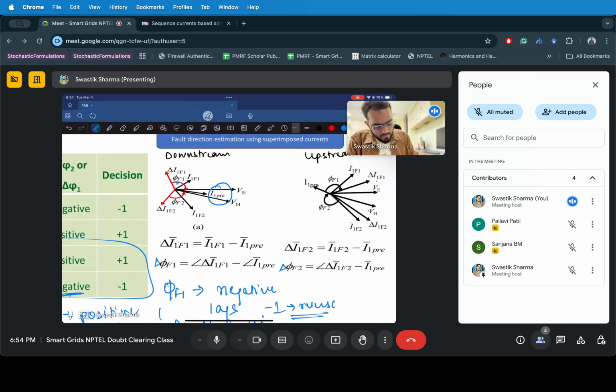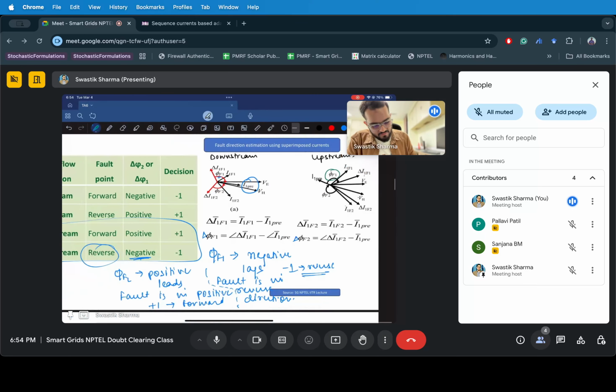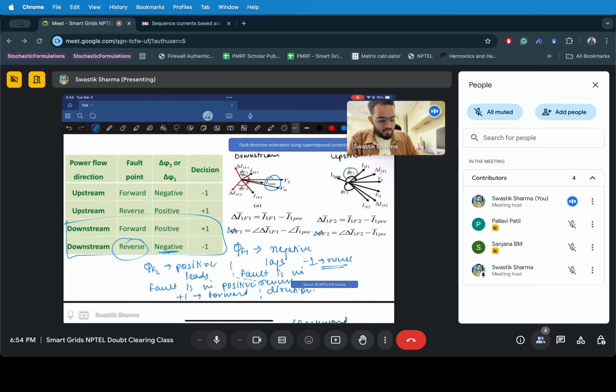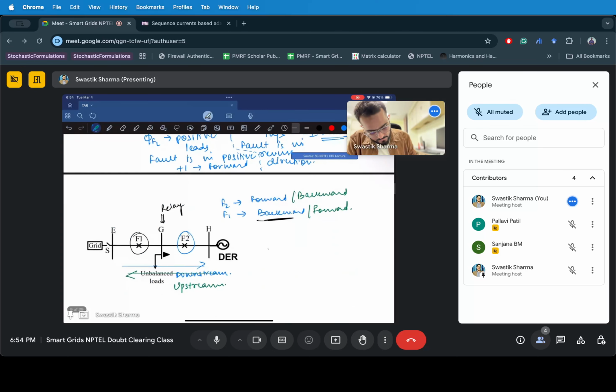As you can see in this figure, it is leading. Phi F1 is leading I1 pre in the clockwise direction, so phi F1 is positive. When it's positive, what does that mean? It means the fault is forward. And phi F2 is negative because it lags.